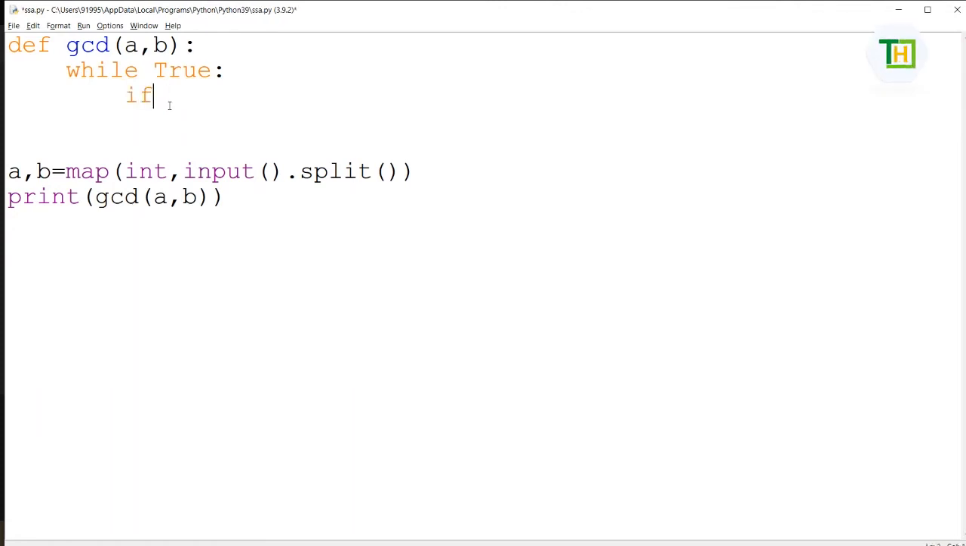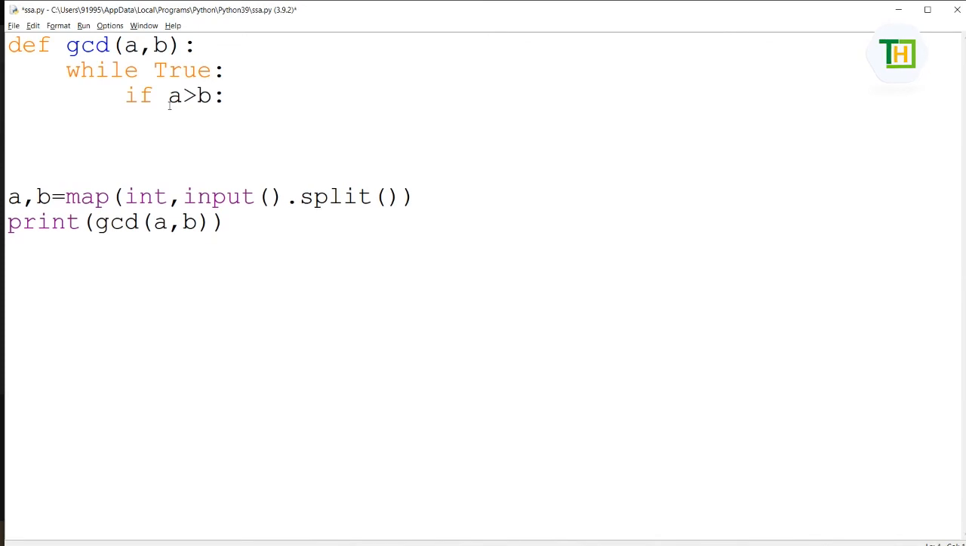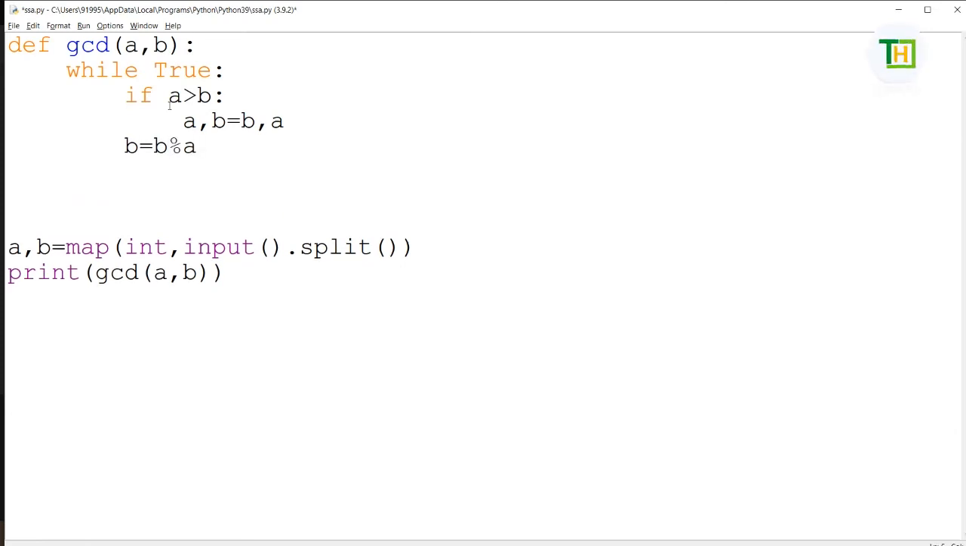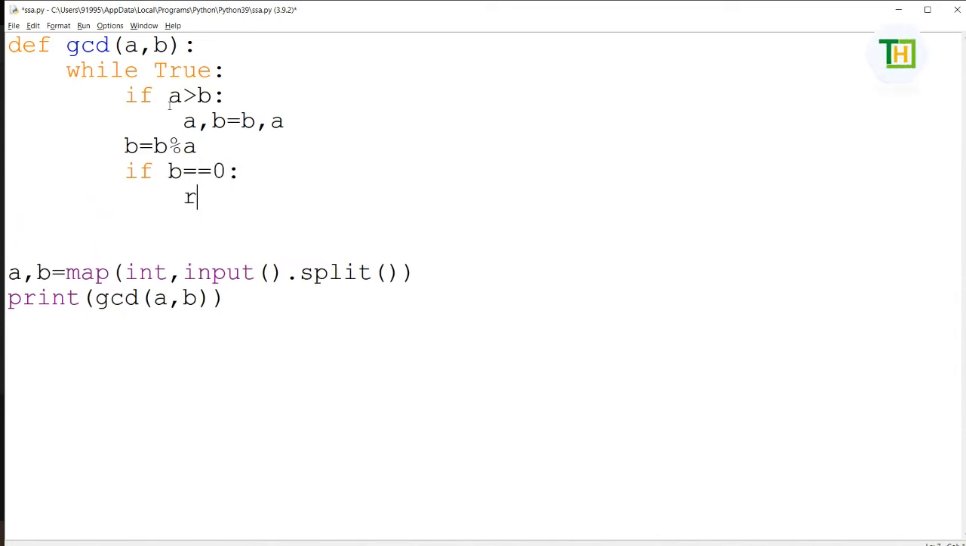Then I'm going to check if A is greater than B. If A is greater than B, I have to swap A and B values, right? I'm going to write A, B = B, A. In Python, we can easily swap the values. A, B = B, A is enough to swap the values. If A is less than B, we are not doing anything. And then I'm going to write B = B mod A. Now I'm going to write here if B is equal to 0, I have to stop and return A as the answer, right?